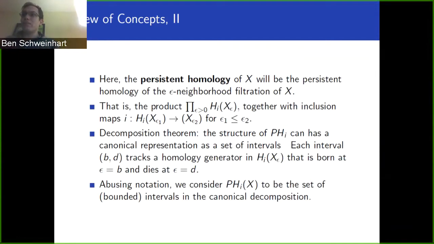Okay, and we're just going to abuse notation and say that PHI of X is just the set of intervals in the canonical decomposition, and we're only going to be looking at bounded intervals. For a subset of Euclidean space, you could just take reduced homology and all the intervals will be bounded. But we can also define all the concepts here for more general metric spaces.